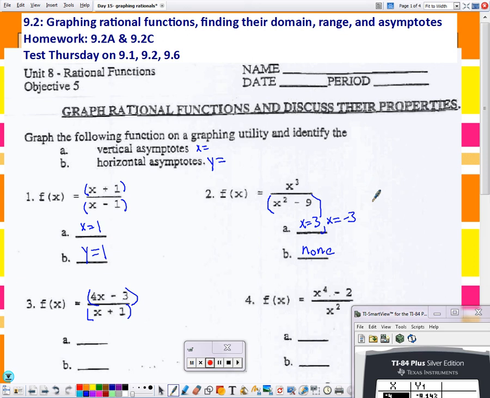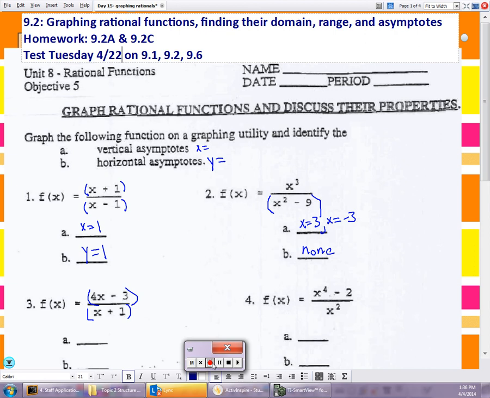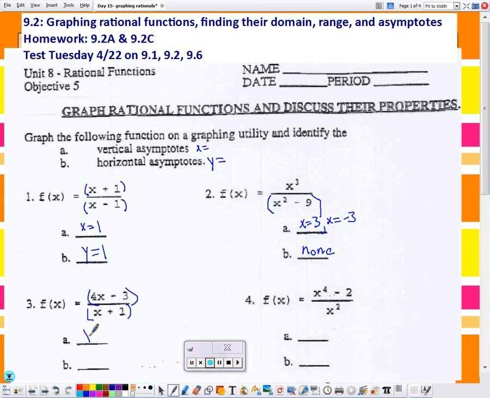Take a minute and pause the video while you type the rest of the problems in. Okay, so if you type the rest of them in, you should have found that number 3 had a vertical asymptote at x equals -1, sorry, and a horizontal asymptote of y equals 4. Number 4 had a vertical asymptote at x equals 0, and it had no horizontal asymptote.